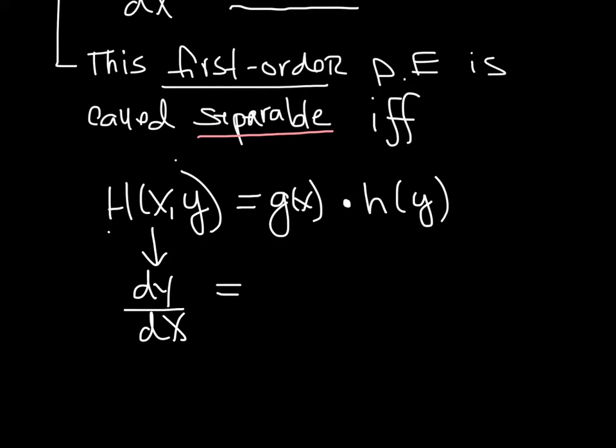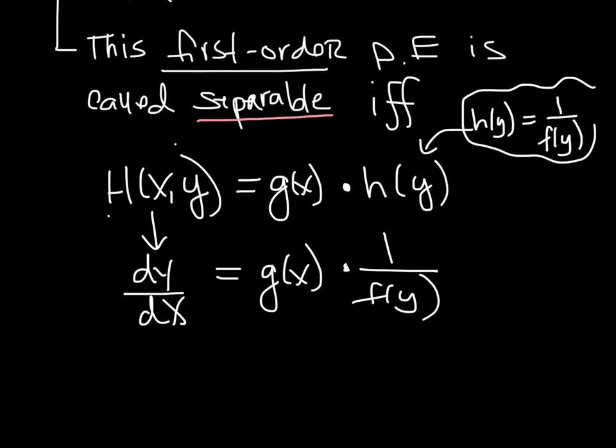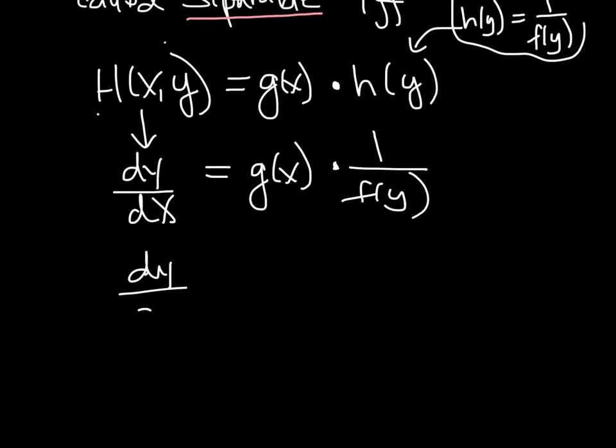And I can rewrite, okay, so g of x is g of x. I want to write h of y, so let's just say here h of y is going to be 1 over f of y. I'm allowed to rewrite that function, so I can rewrite it like this. And so dy/dx equals g of x over f of y. Technically we have a quotient of two functions, but we really have a product here, because division is really just multiplication by the reciprocal.